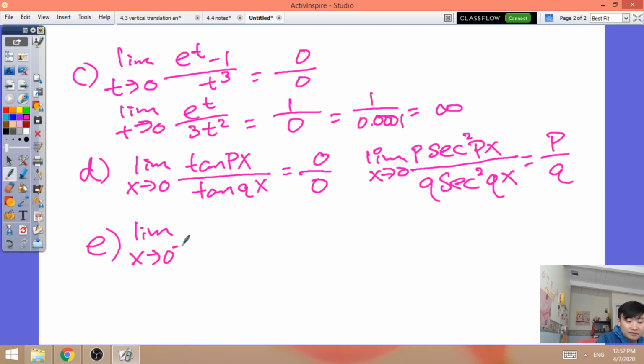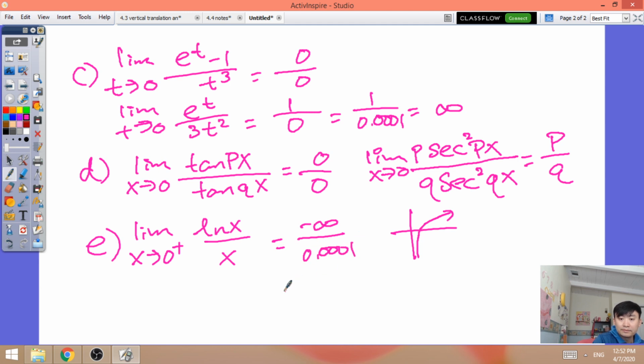As x approaches 0 from the right-hand side, the function of natural log of x over x. So again, natural log of x, the function looks like this, the parent graph. So 0 approaching from the right-hand side, so that means coming this way, that one would be considered negative infinity. And then over here, this one would be considered 0.0001. Okay, so you may notice this one is just considered negative infinity over a very small number.